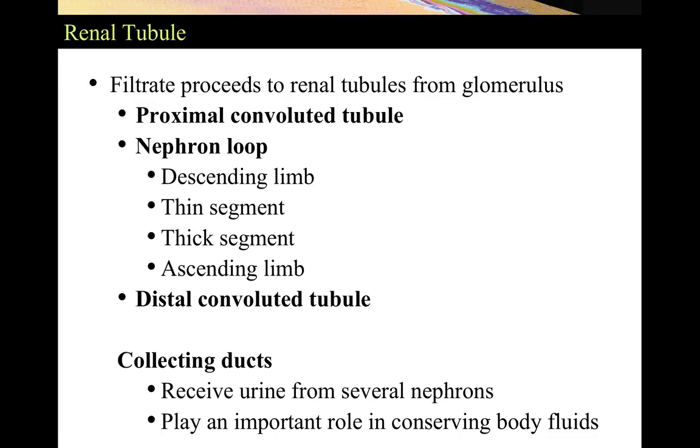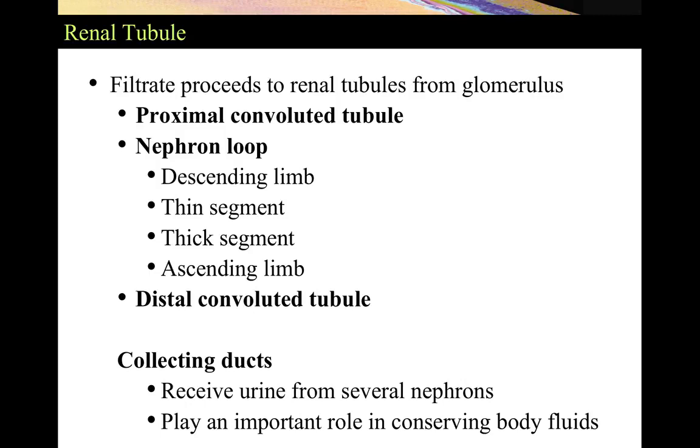Renal tubules, the first part of it is PCT, or proximal convoluted tubules. Second part of it is the nephron loop, which is made up of descending limb and the ascending limb. It has been mentioned that it does have thin and thick segments, but it is not necessarily something that you need to know in detail about. The last part of the renal tubules is the distal convoluted tubules, which is also known as DCT.